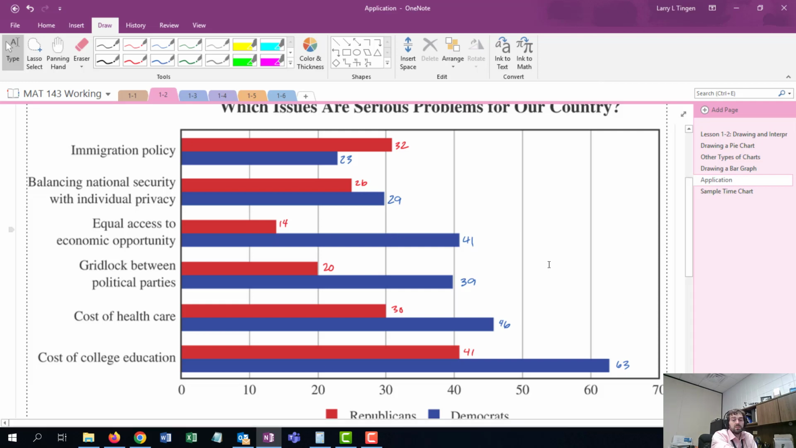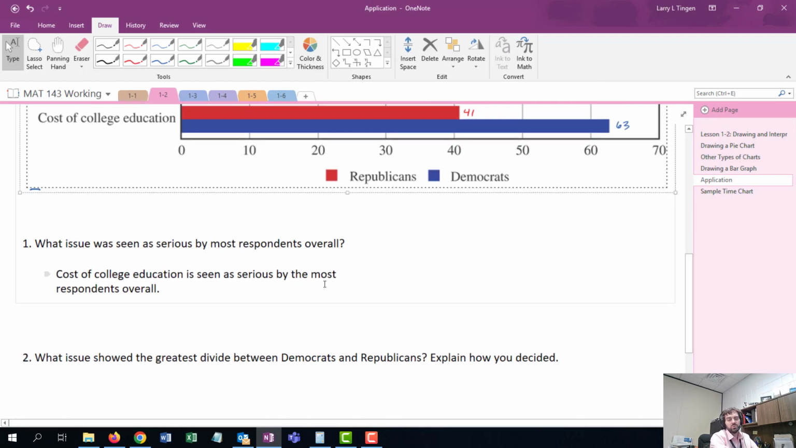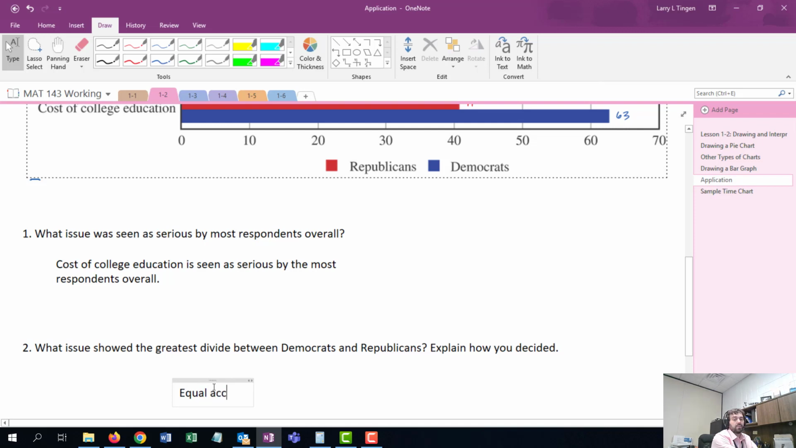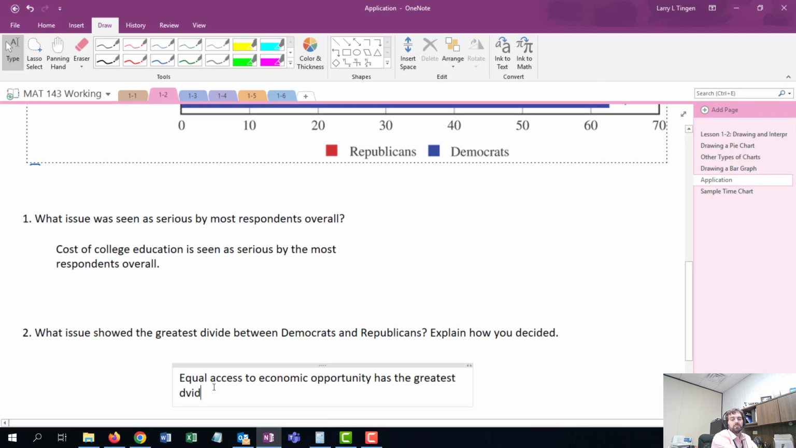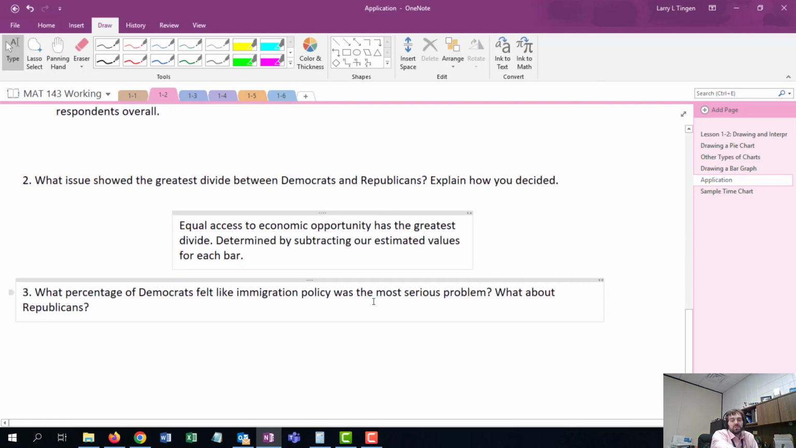It's 41 minus 14. 27, is that more than what we said the other one was? 63 minus 41? Yeah, it is. And we say, so equal access to economic opportunity shows the biggest divide. That's the greatest divide. We determine this by subtracting our estimated values for each bar.